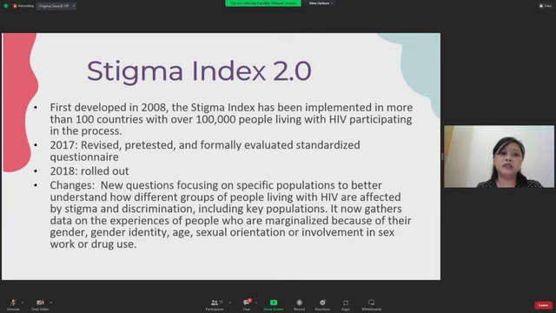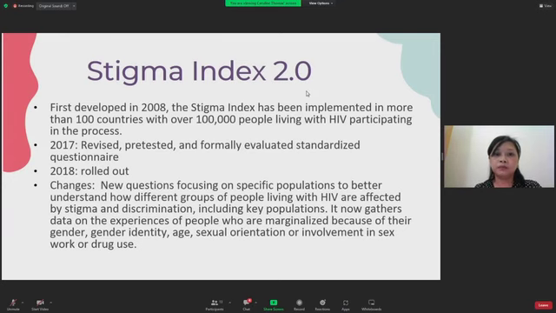The changes include new questions focusing on specific populations to better understand how different groups of people living with HIV are affected by stigma and discrimination, including key populations. So it now gathers data not only from the experiences of people who are living with HIV, but also people who are marginalized because of their gender identity, age, sexual orientation, or involvement in sex work or drug use.